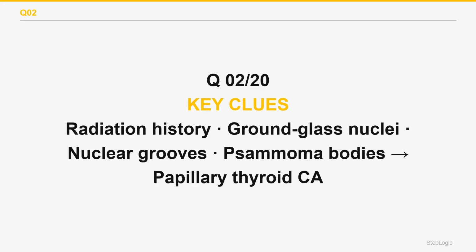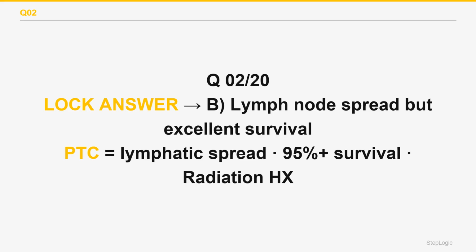Papillary thyroid carcinoma is the most common thyroid malignancy. History of radiation is the top risk factor. Cytology is pathognomonic: Orphan Annie eye nuclei, nuclear grooves, intranuclear pseudoinclusions, and psammoma bodies, calcified concentric rings from slow-growing tumor. Behavior: spreads via lymphatics to cervical lymph nodes. Despite nodal spread, 10-year survival exceeds 95%. PTC is the good cancer.